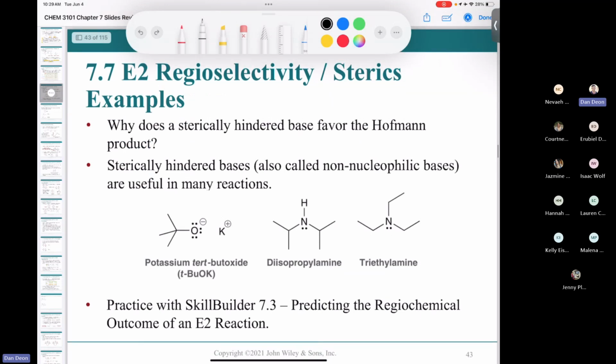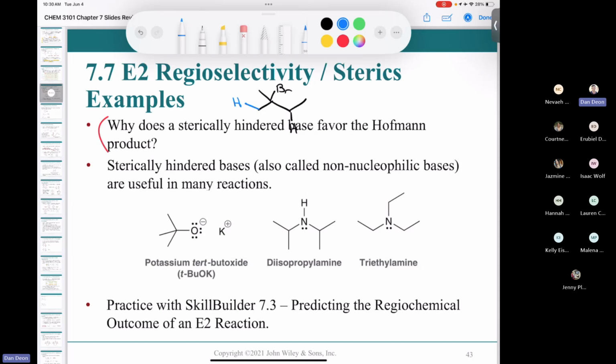So why does a sterically hindered base favor the Hoffman product? This is what I just explained to you. It's because sterically hindered bases, which we also call non-nucleophilic bases because they can't get to an electrophilic center, are so hindered that when it comes to your substrate, I'll repeat this one more time. If you have your substrate like this, I'll put the proton in black. They're too bulky to go in and grab this proton here, but they're able to grab the proton that is attached to the primary carbon.